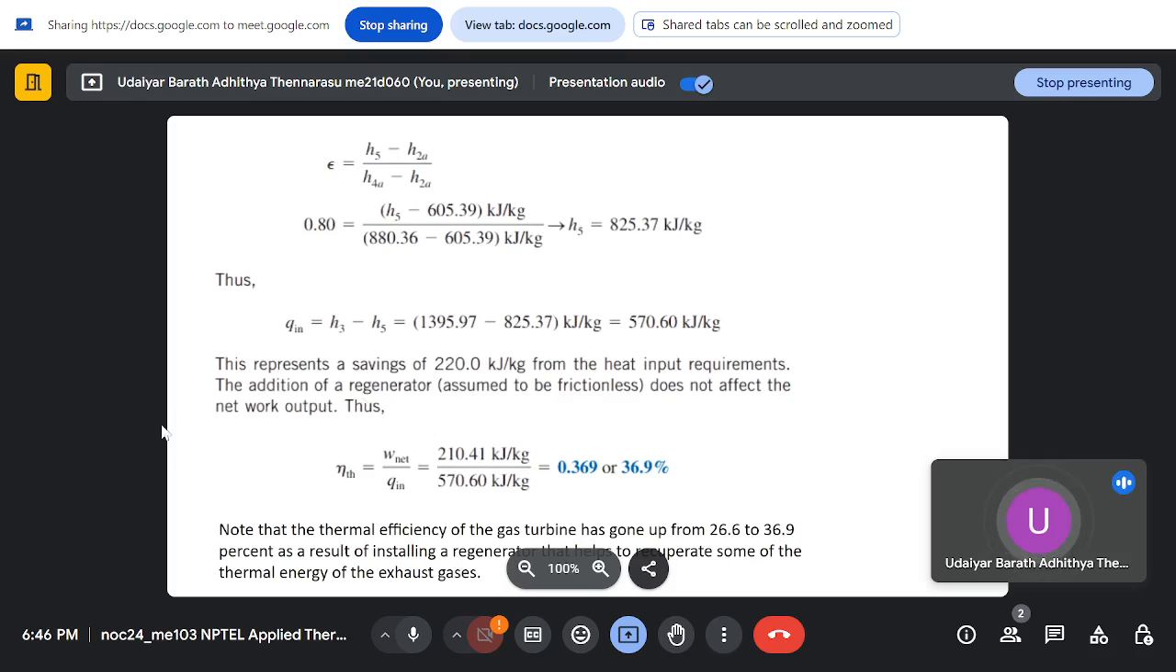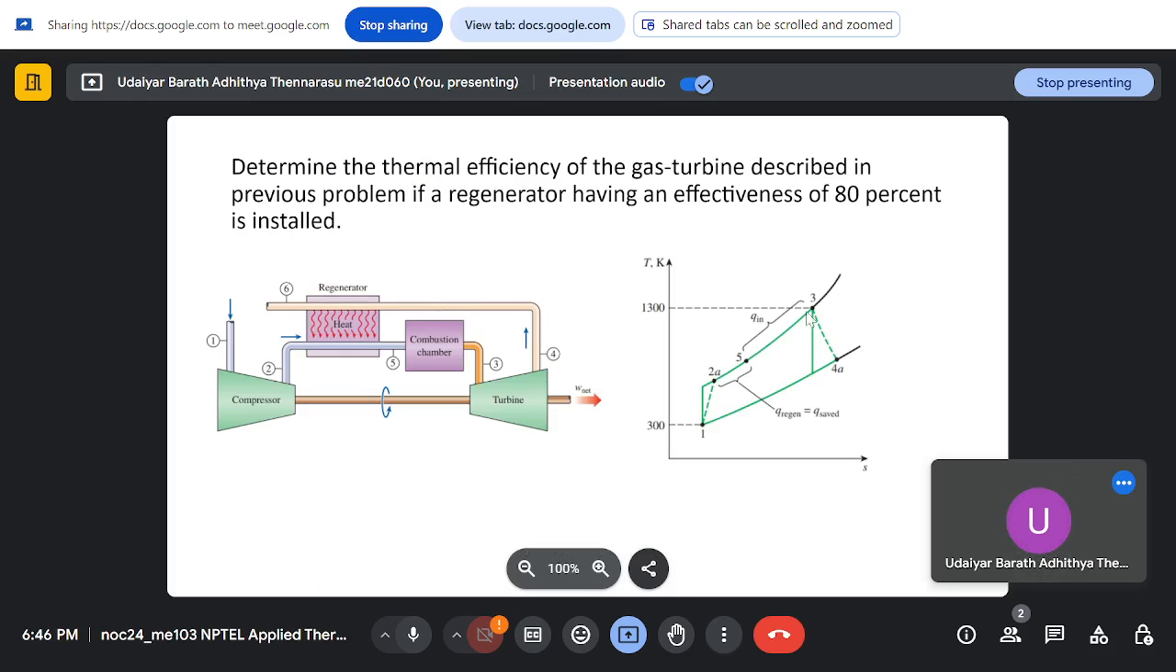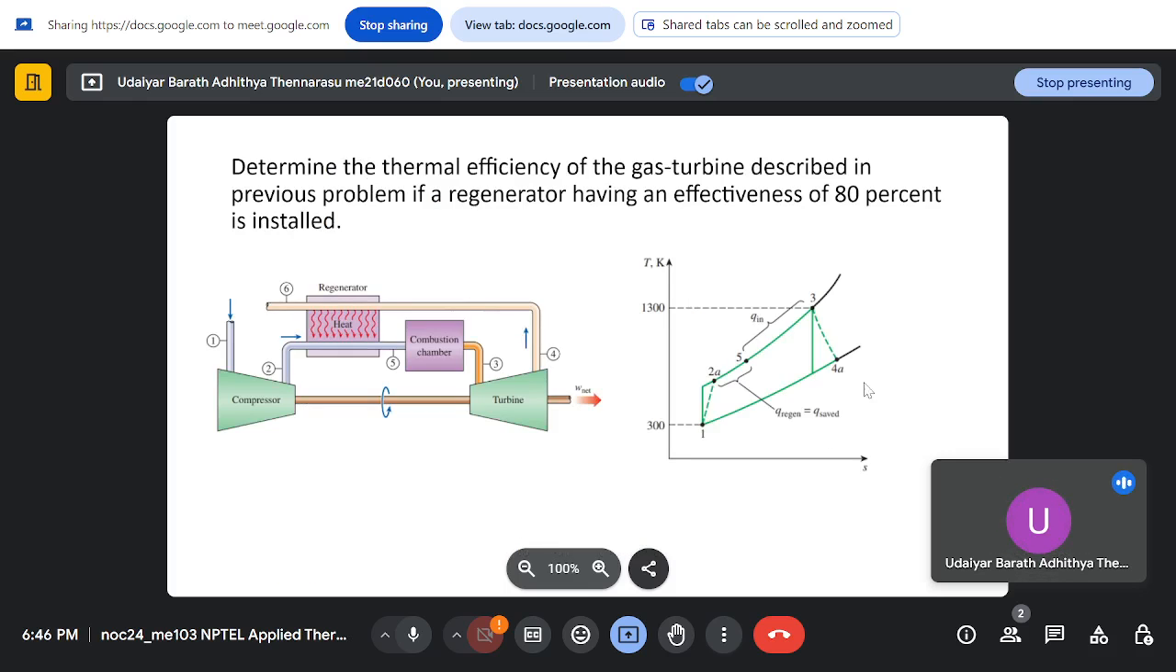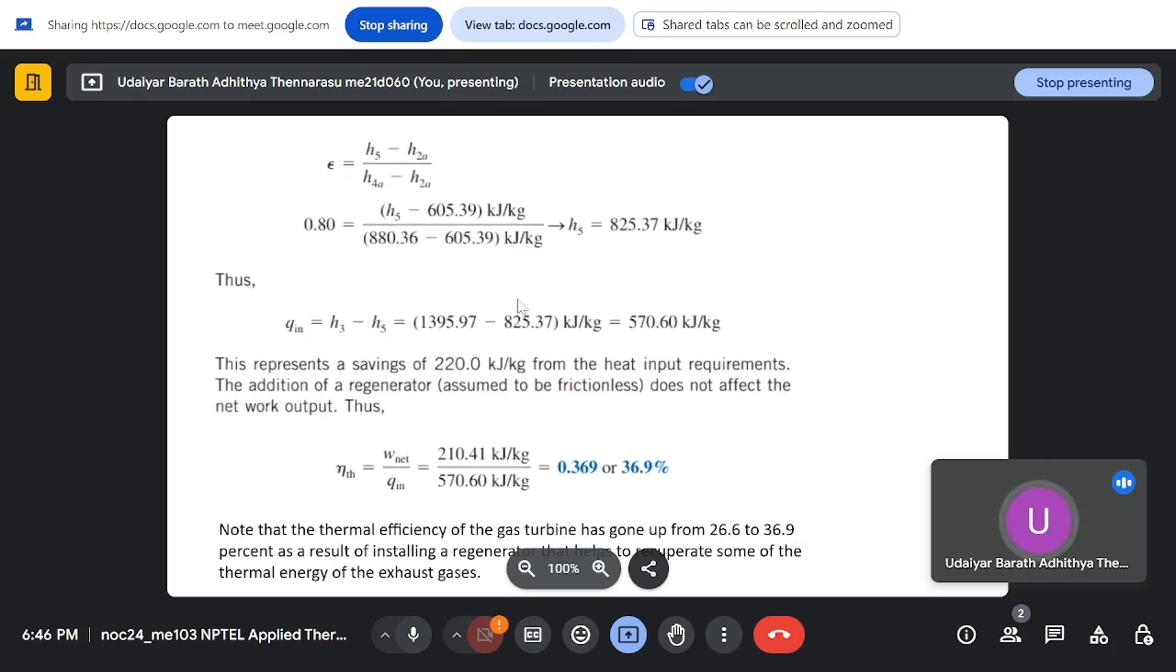So this adding of a regenerator does not change the work output. If you see, the process 3 to 4A still remains the same. The only thing which has changed is the amount of heat which is added and the amount of heat which is rejected. So you are employing the heat which is rejected. Previously the air is dumped out at state 4A, which is at higher temperature, and you have much more energy in the air which is going out at state 4. So now we are employing that energy in heating the fluid which is coming in. So that is changing the heat added.